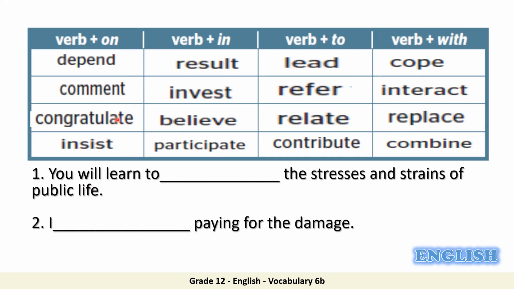Now, we need to complete 2 sentences with the correct verb from the table. The first sentence, think about them, pause the video, and think about the right answers for sentence 1 and sentence 2. Now, you will learn too the stresses and strains of public life. So what do you think the right answer is?